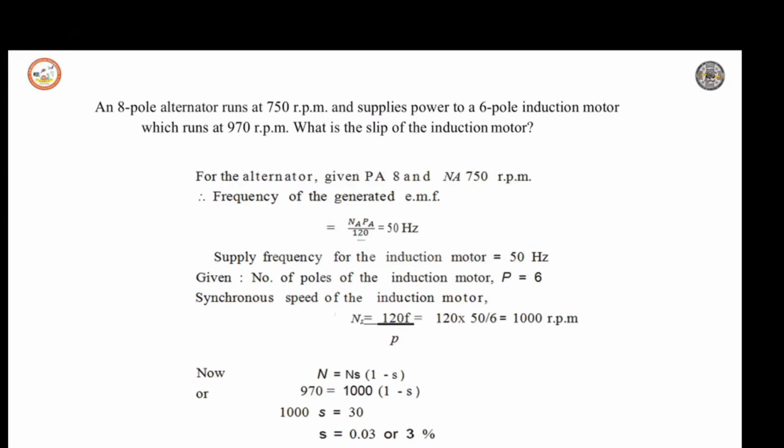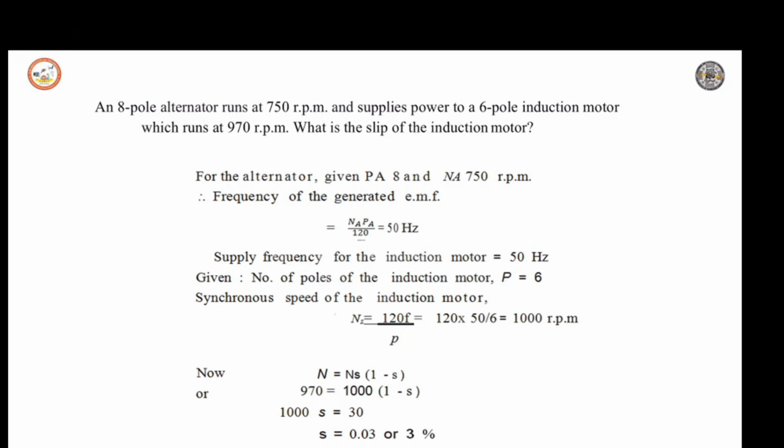Now coming to the problem. An 8-pole alternator runs at 750 rpm and supplies power to a 6-pole induction motor which runs at 970 rpm. What is the slip of the induction motor? The main concept we are discussing here is how to calculate the slip of the induction motor.